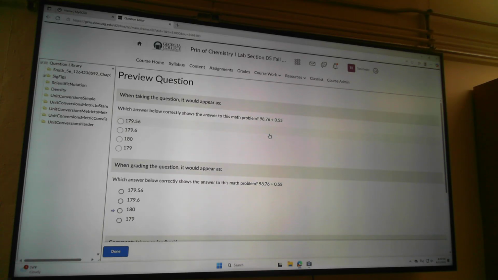All right. How many significant figures should this answer be? 2. And there's only one of them. So is it correct? It's correct, assuming the math is correct.